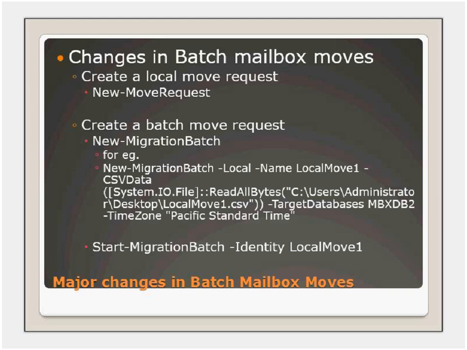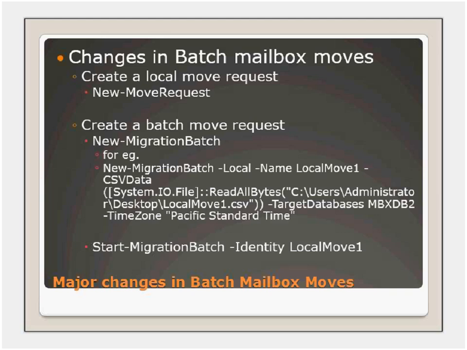And you can see one thing here, and that is the name local move 1. That is something that I added there. So that's a name that we give to the batch. Once the batch is created, you can either give the same command with a dash autostart, in which case it is going to start automatically, or else you can create the batch and leave it there. And then when you are ready, you can go and run start-migrationbatch with the identity.